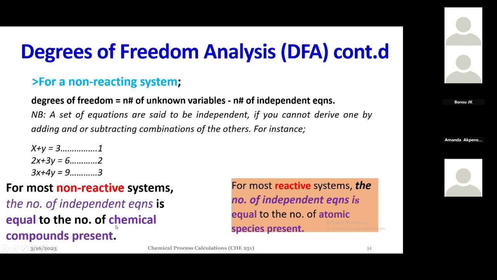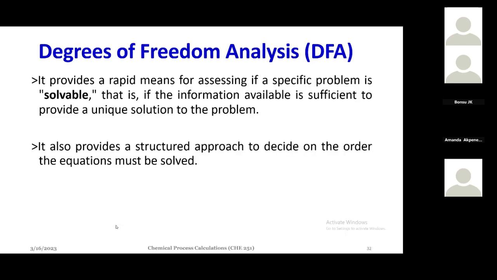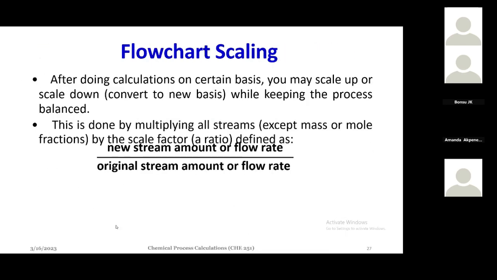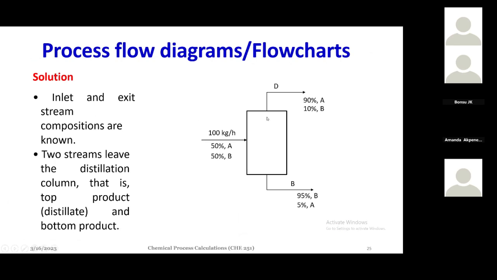Now, the chemical compounds present that we are talking about are the number of components we are looking at. So when I take a question like this, if I want to perform the degree of freedom analysis here, my number of independent equations will be equal to the number of components present. And what is the number of components present? The components present are just A and B, two of them.